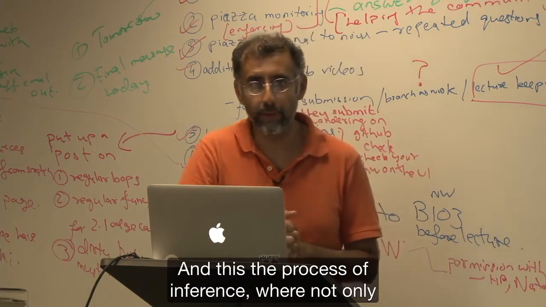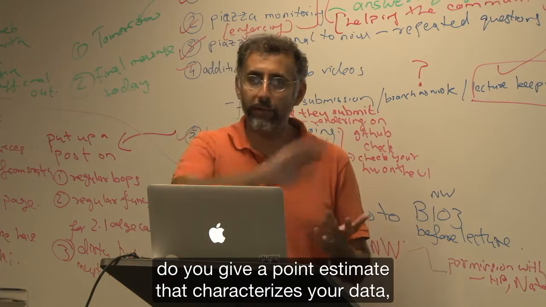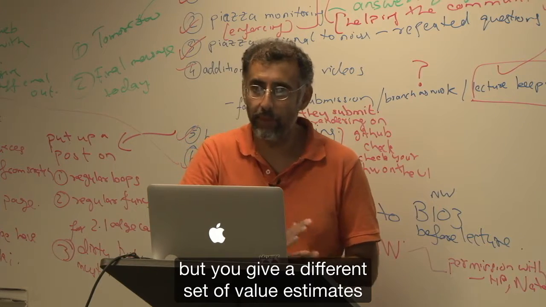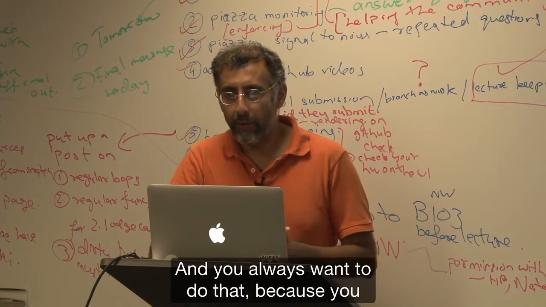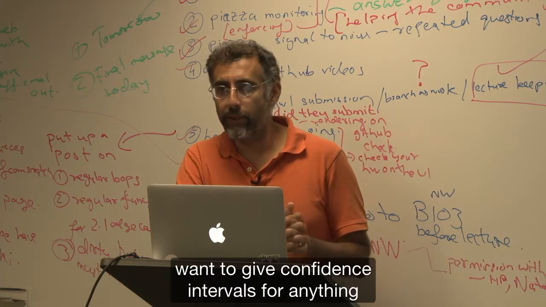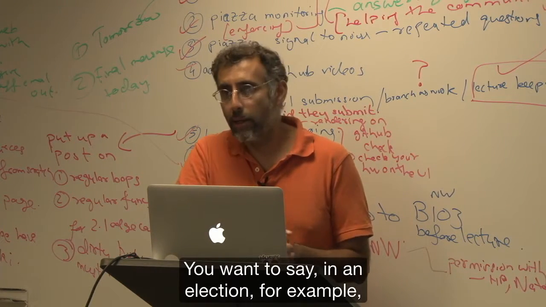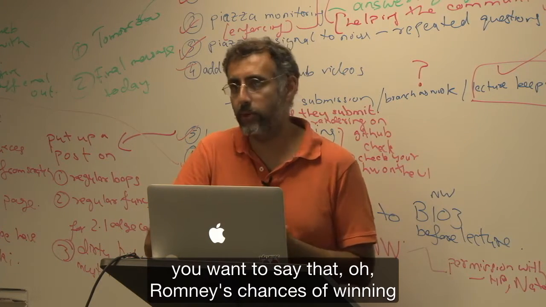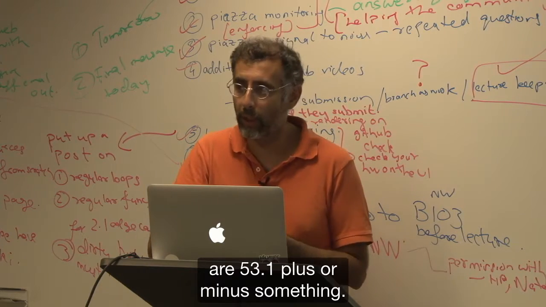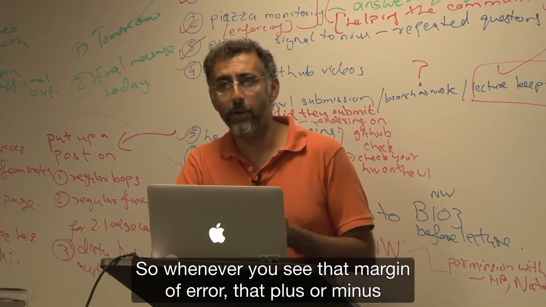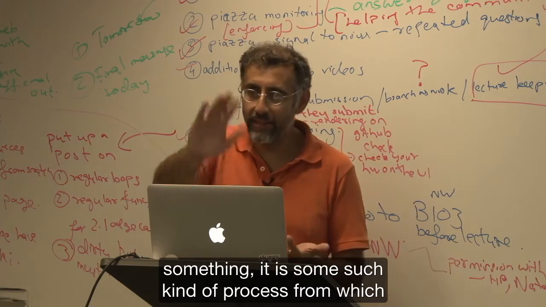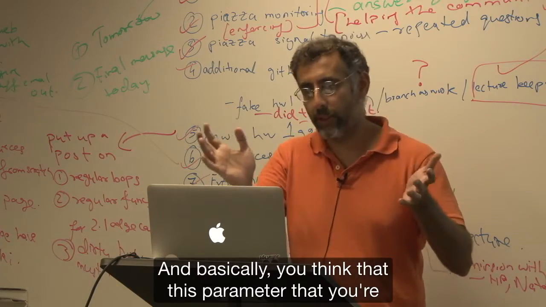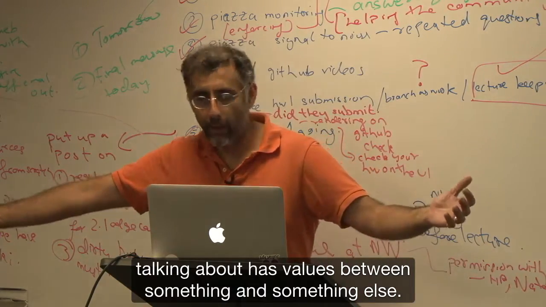And this is the process of inference, where not only do you give a point estimate that kind of characterizes your data, but you give a different set of value estimates which characterize this data as well. And you always want to do that because you want to give confidence intervals for anything you find out about data. You want to say that in an election, for example, Romney's chances of winning are 53.1 plus or minus something. So whenever you see that margin of error, that plus or minus something, it is some such kind of process from which this margin of error is coming. And basically, you think that this parameter that you're talking about has values between something and something else.